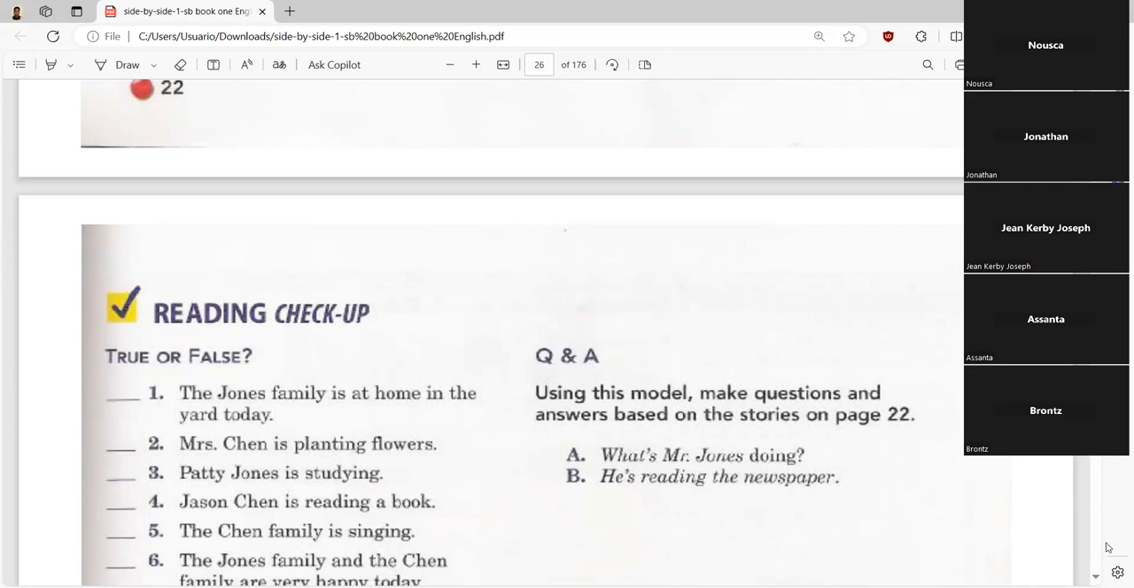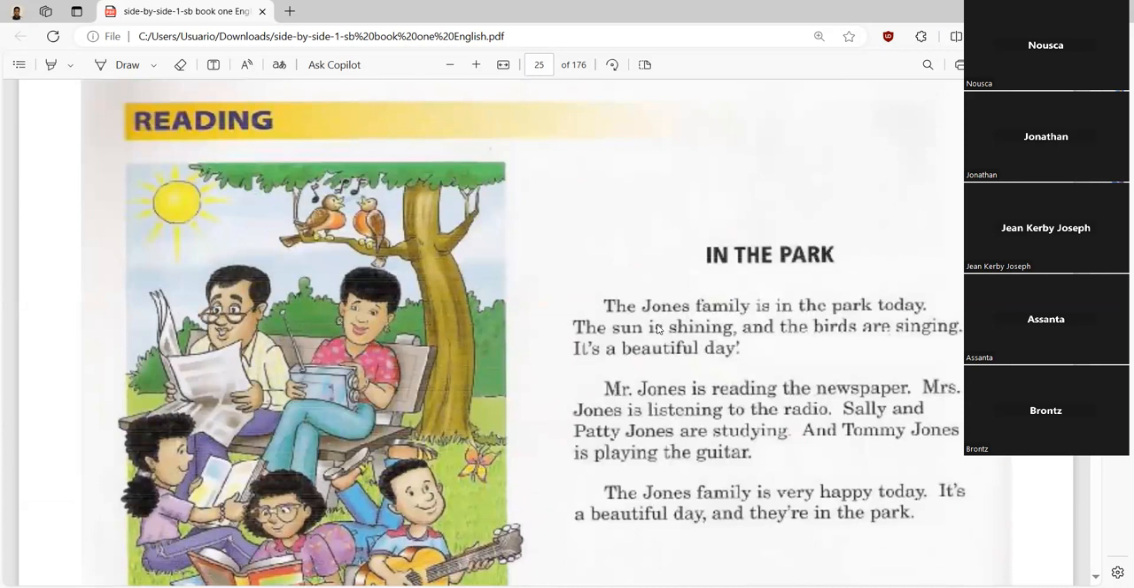Patty Janice is studying. True or false? True, very good. Okay, Sally and Patty Janice are studying.